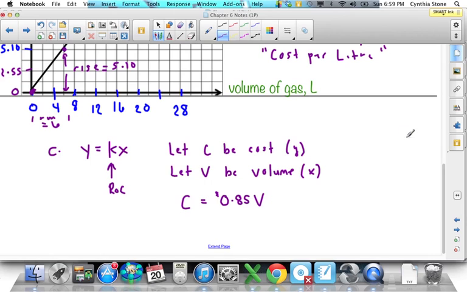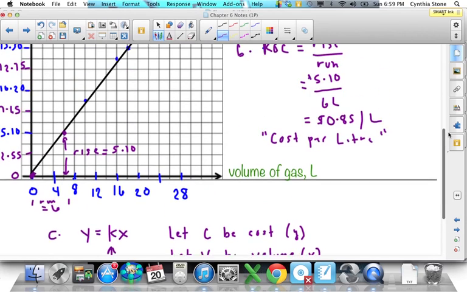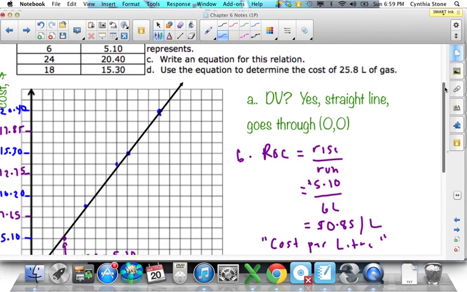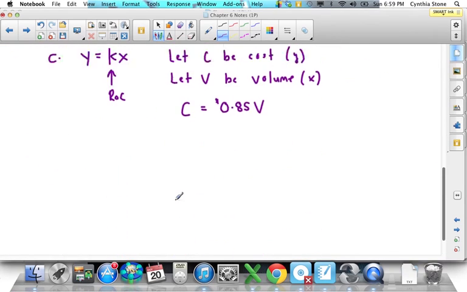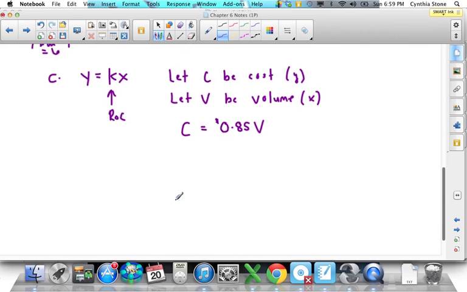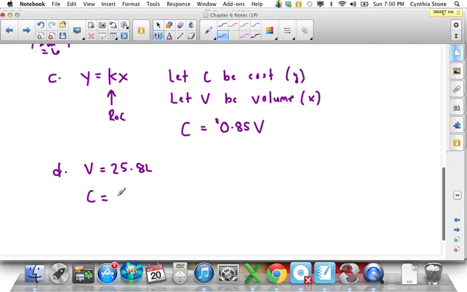That's our equation. And I think there's another part to the question which says use it to determine the cost of 25.8 liters of gas. So in part D then, V equals 25.8. Certainly you're going to need a calculator for this one. So C equals 0.85 times 25.8.